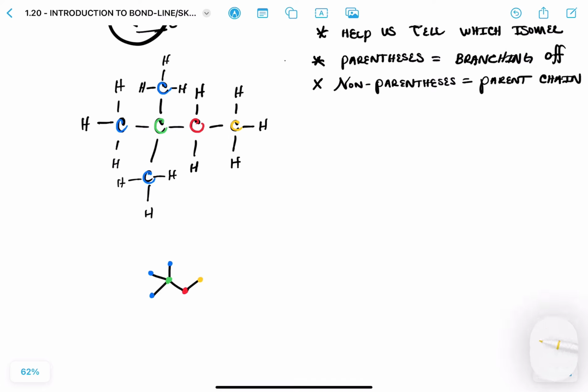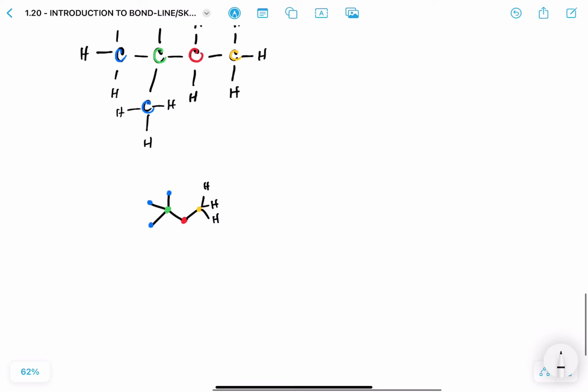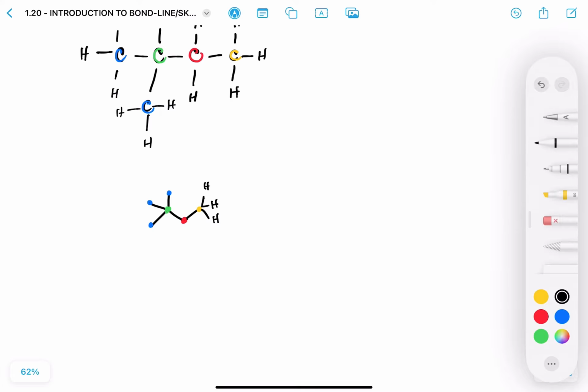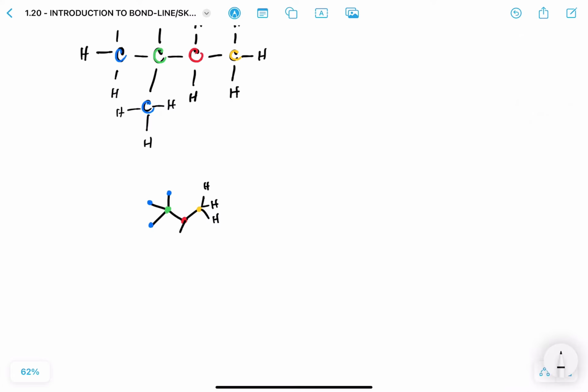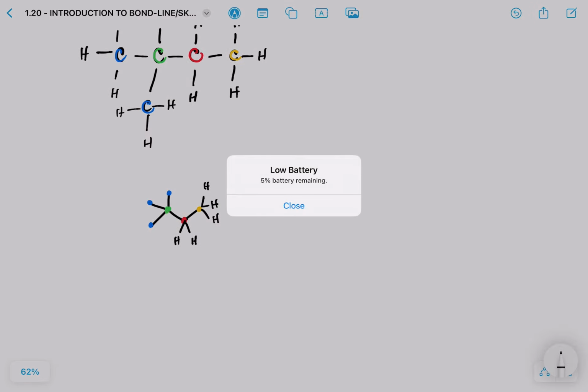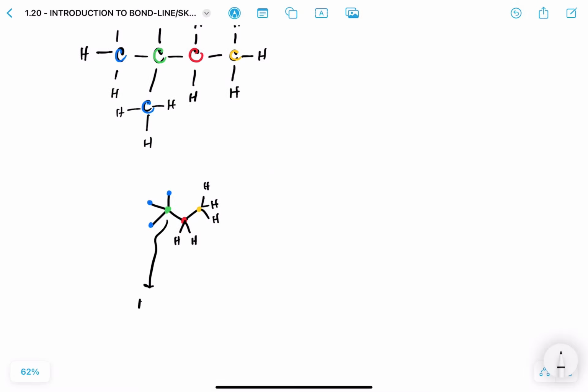Now if we look, the yellow carbon only has one bond to it, and so that means 3 hydrogens are implied. The red carbon has 2 bonds to it, so that means essentially 2 hydrogens are implied. The green carbon already has 4 bonds to it: 3 other red carbons and 3 other blue carbons and 1 red carbon. So this has no implied hydrogens because it already has 4 bonds.